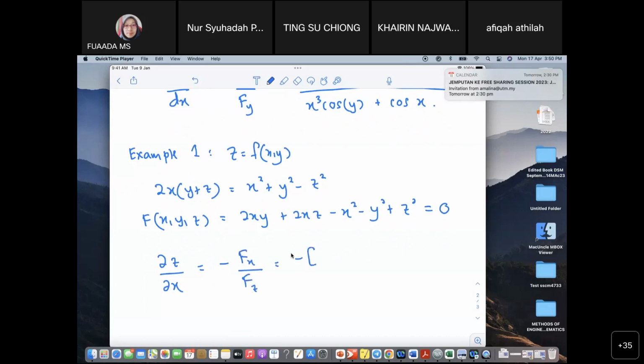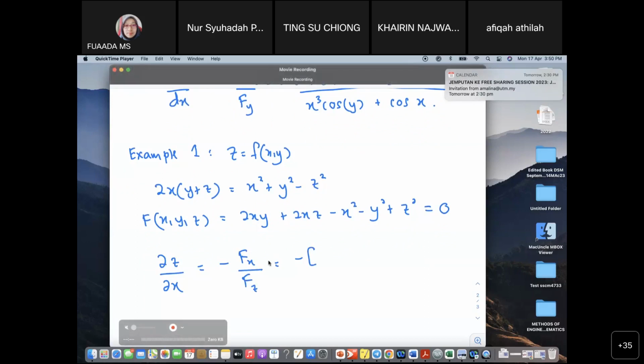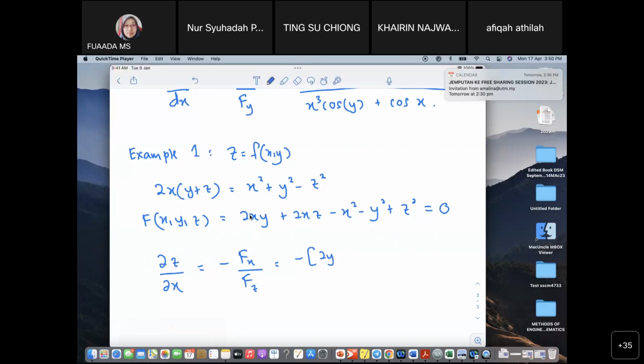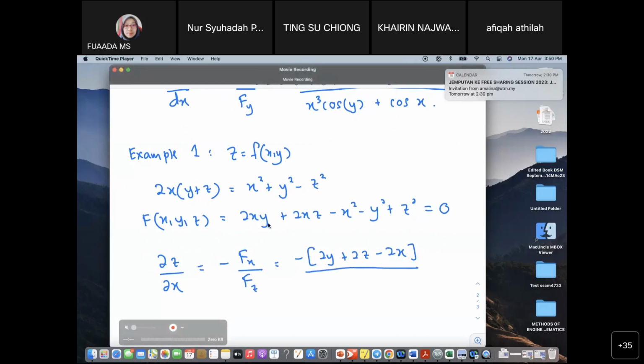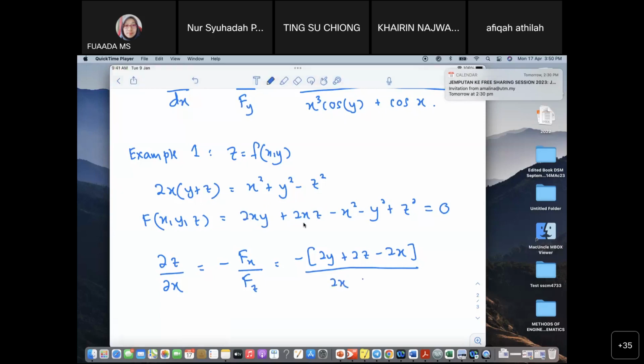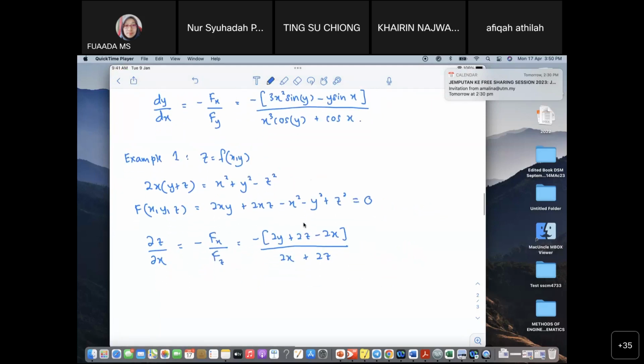Now we find the partial derivative of f with respect to x. Differentiating with respect to x, here we got 2y plus 2z minus 2x. That's it. Divided by, now differentiate this with respect to z. So this one is 0, and this one becomes 2x plus 2z. Can we simplify?